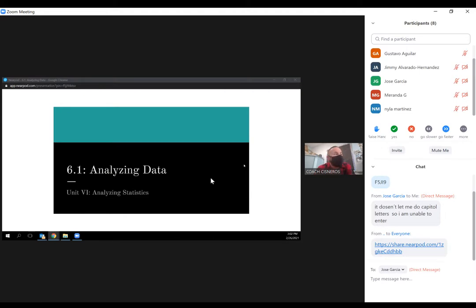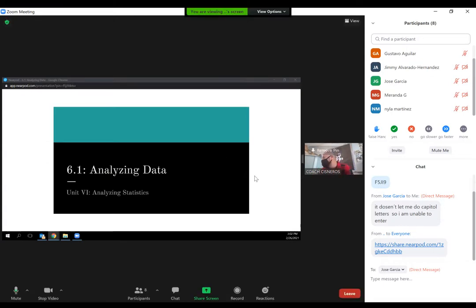We focused on collecting data through surveys, collecting data with experiments, and talking about biases. Now we're going to talk about analyzing data, analyzing statistics. And so we're going to start out with the basics. First and foremost, let's go back to fifth grade.